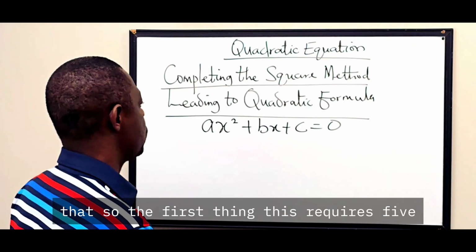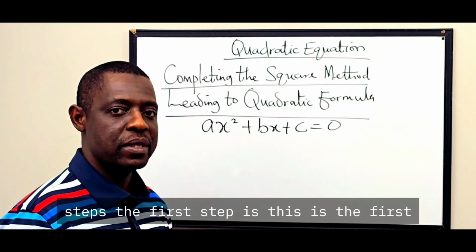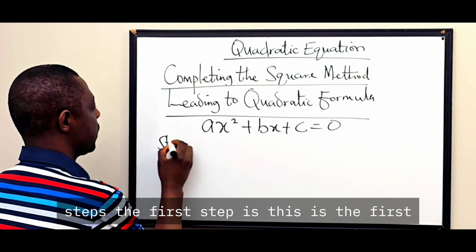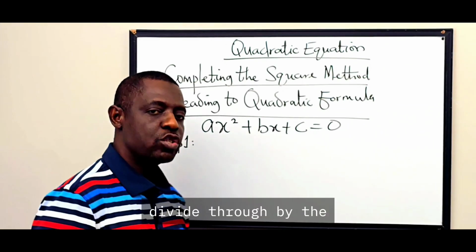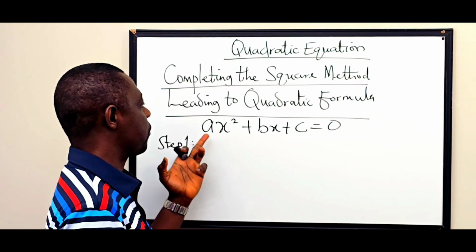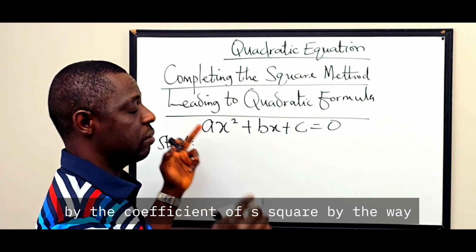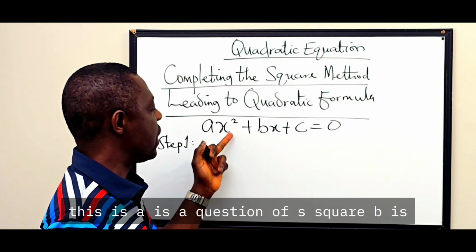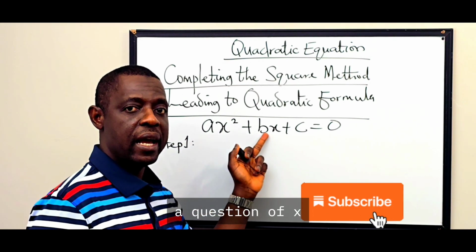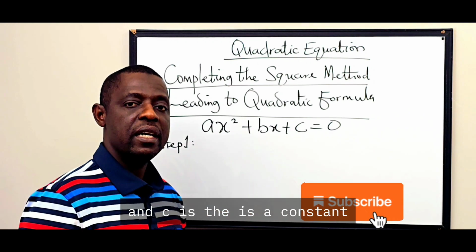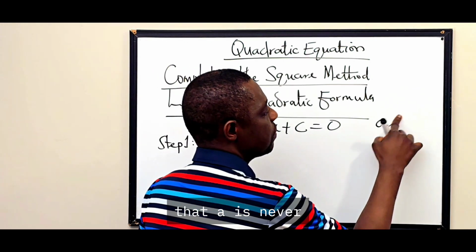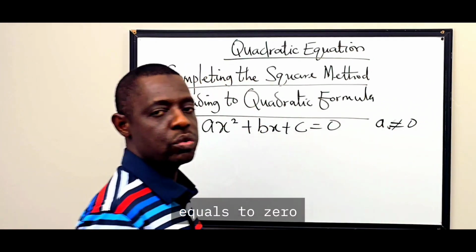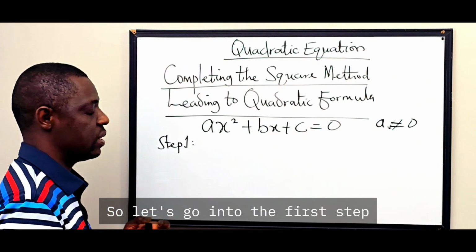Let's go into that. This requires 5 steps. The first step is to divide through by the coefficient of x squared. By the way, a is the coefficient of x squared, b is the coefficient of x, and c is a constant. And also we should know that a is never equal to 0. So let's go into the first step.